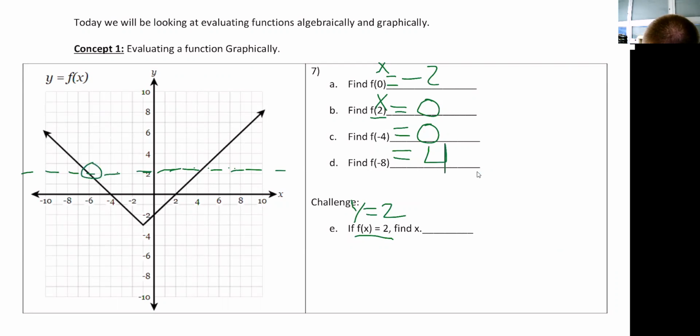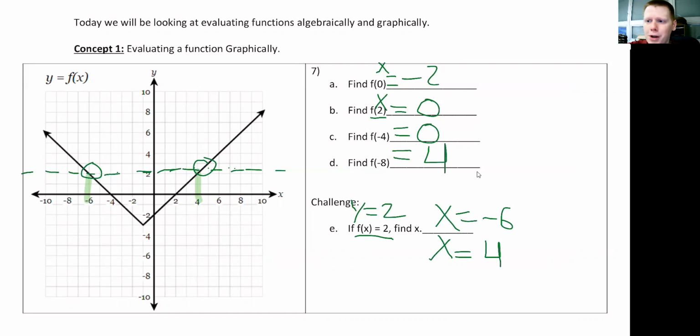Well, it touched it here, and it touched it here. So if I just look, what x values give me that? Well, I've got -6, and it looks like I've got +4. So those would be my x values. I'd actually have two answers. There's two x values that give me that y value, and that's okay. Like I said, remember, sometimes you can have more than one input that gives you the same result.